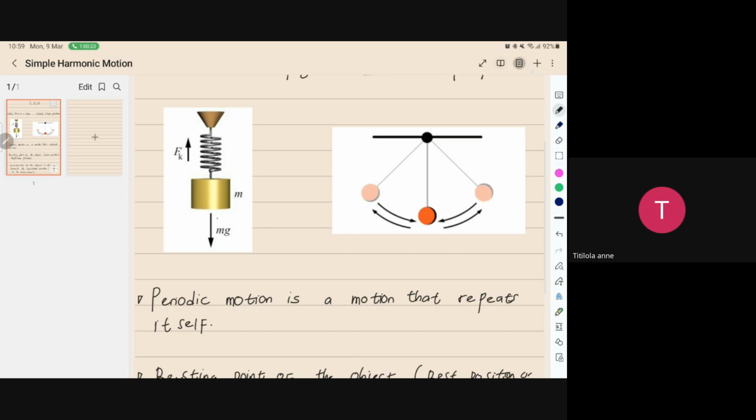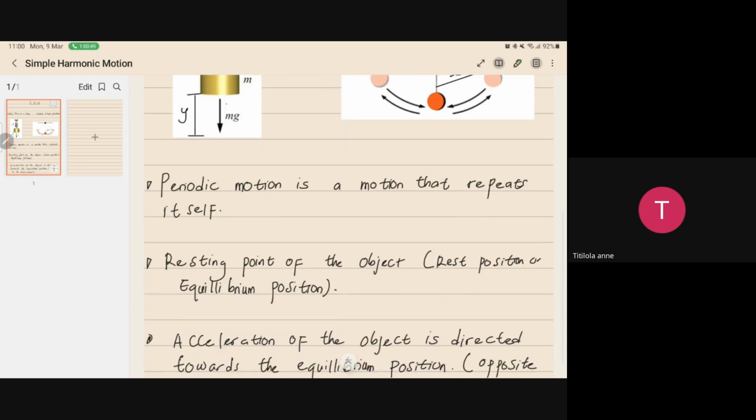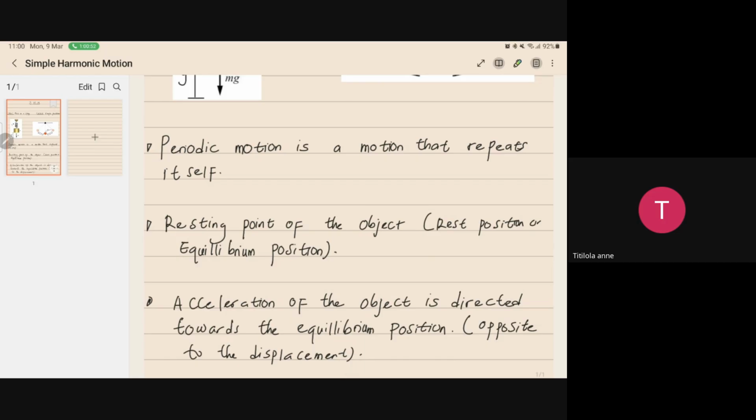So let's actually express something. When I pull this down, let's say I pull it down here, this will be my displacement from the original position. Let's say here is x. The distance from here to here is your x as well. That's your displacement. But for this one, it's going to be y because displacement is in the vertical component. And the acceleration of the object is always directed towards the equilibrium position, opposite to the displacement. Equilibrium position is that fixed point, and the acceleration is always directed towards that fixed point.